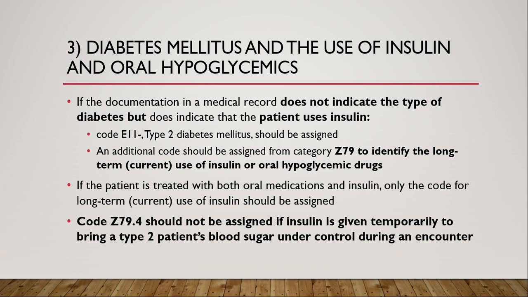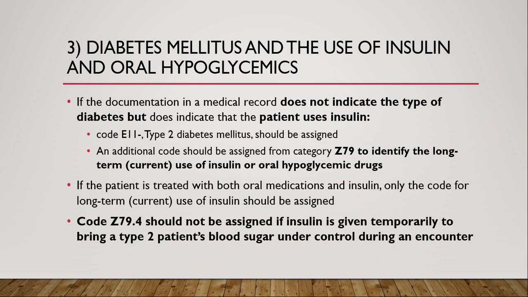Z79.84 to be exact for oral hypoglycemics. Z79.4 to be exact for your insulin, long-term use of insulin injections. So if the patient is treated with both oral medications and insulin, only the code for the long-term use of insulin should be assigned. So see, in our discussion here, we're talking about insulin and oral hypoglycemics.